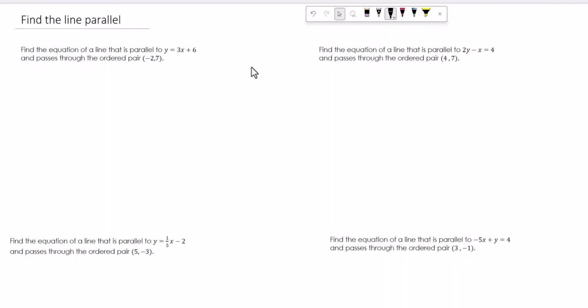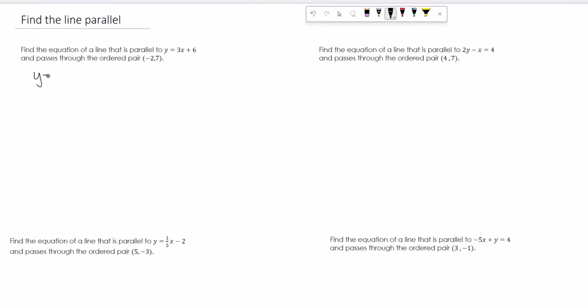Let's find some parallel lines. In the first one, we want to find the equation of a line that is parallel to y equals 3x plus 6 and passes through the ordered pair -2, 7. Now parallel lines have the same slope, so let's figure out the slope of the line.